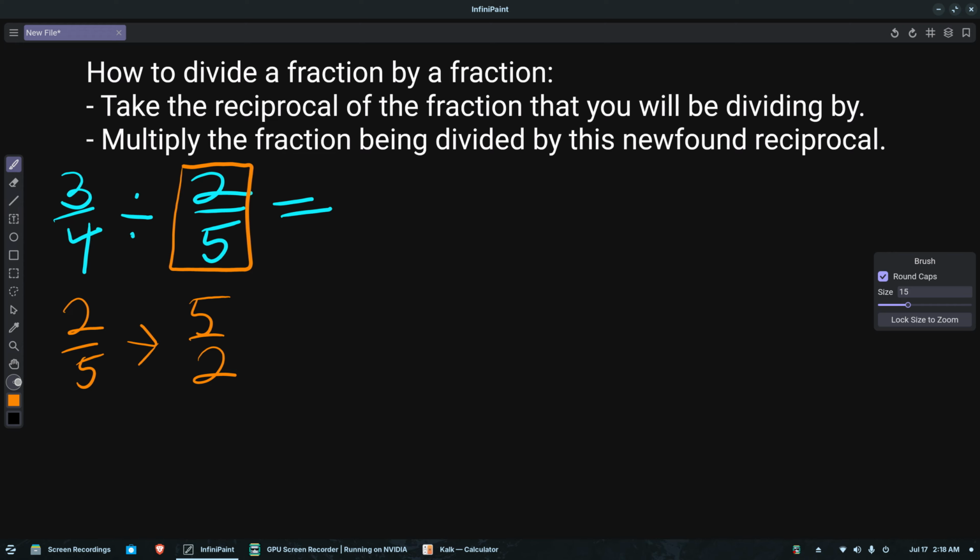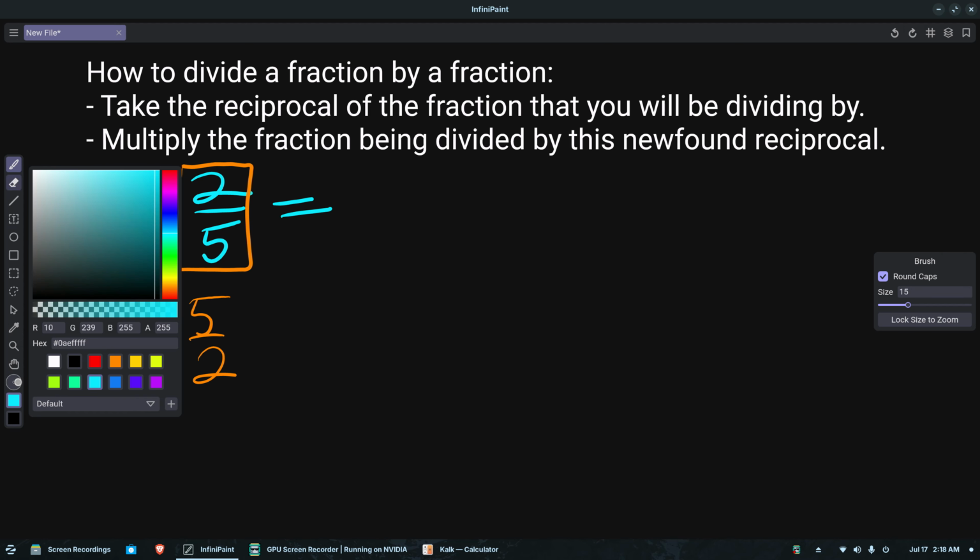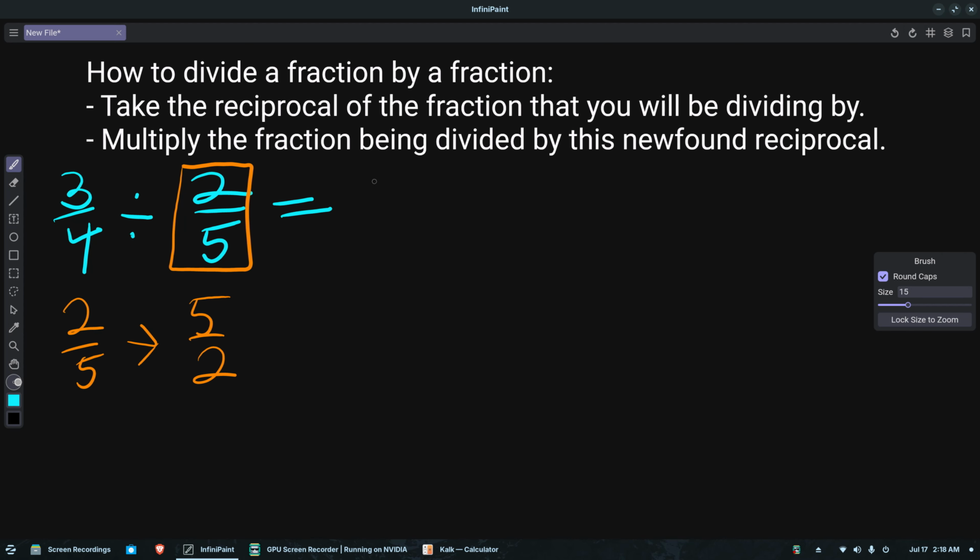And now that we have our reciprocal, we are actually in a good place to rewrite our equation. So we write 3 over 4. This doesn't change, but we are going to change this division sign to a multiplication sign. And then we are going to take 2 over 5 and we're going to use the reciprocal instead, which is 5 over 2. So we put 5 here, we put it over 2, and now we basically just multiply 3 over 4 by 5 over 2.